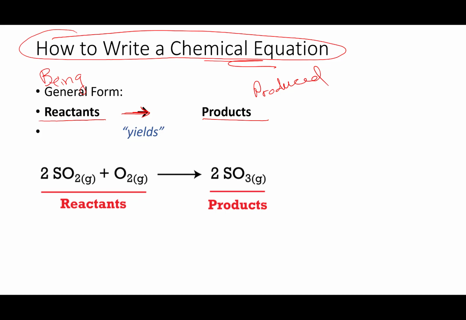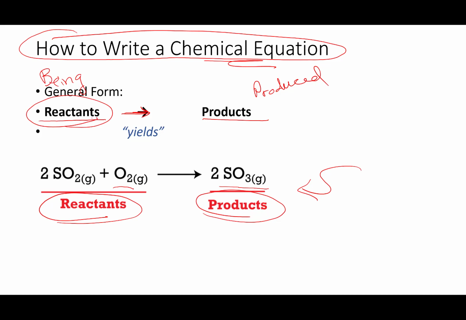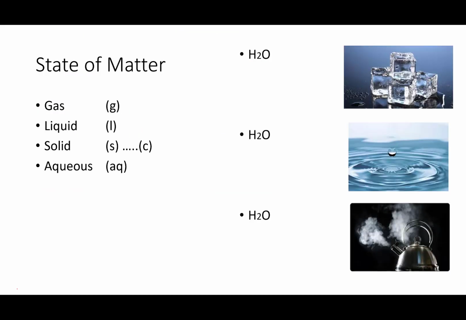what is being produced. So if I look at this chemical reaction down here, we could read it as sulfur dioxide gas reacts with oxygen gas to yield sulfur trioxide gas. These are my reactants, and these are my products. So it's pretty simple to keep straight. Things that are doing the reacting are on the left. The products, the production of that chemical reaction, are on the right.